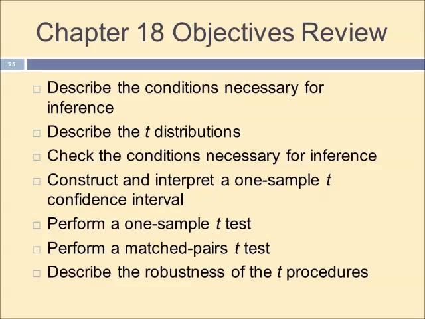To review, we talked about describing the conditions necessary for inference. We described the t-distributions, checked the conditions necessary for inference, constructed and interpreted a one-sample t-confidence interval, performed a one-sample t-test, performed a matched pairs t-test, and described the robustness of the t-procedures.